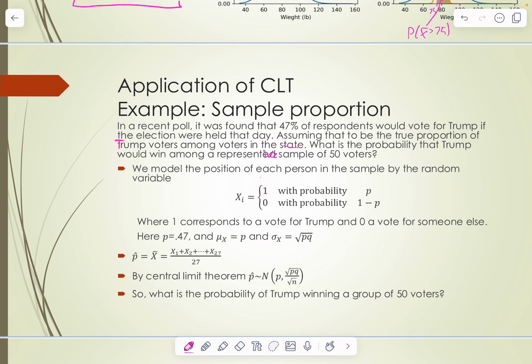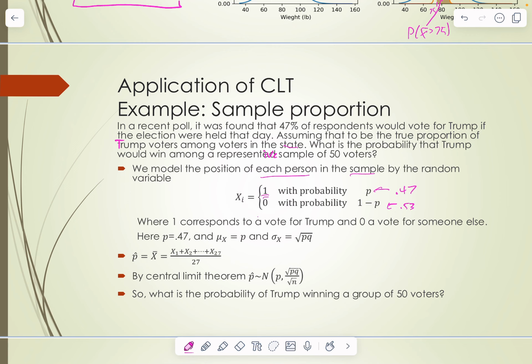Now, every voter has its own leaning. You don't know how many voters you got that are in that 47%. So what we're going to do is model each theoretical person in our theoretical sample by a random variable. That is going to be this random variable. It's going to be 1 with probability p. In this case, p is going to be 0.47. And 0 with probability 1 minus p. So that's the other side of the coin, 0.53.